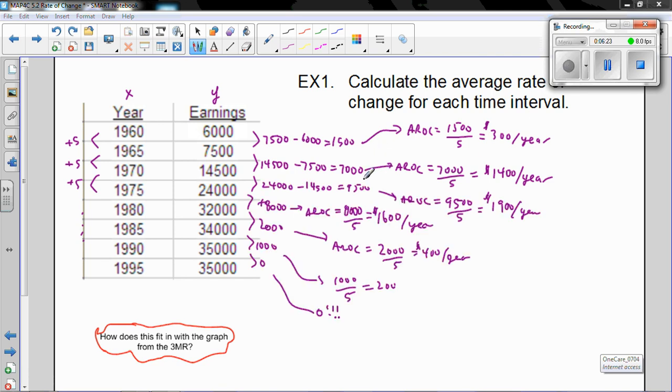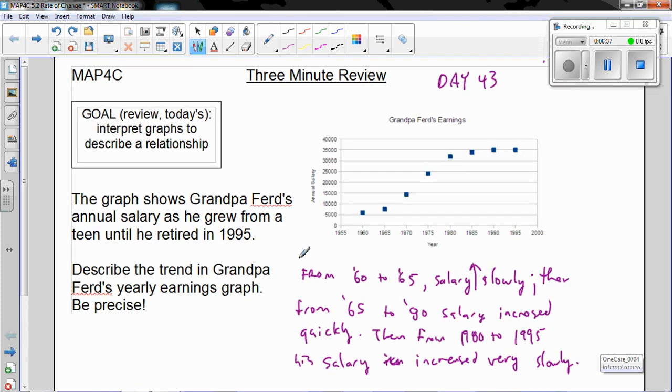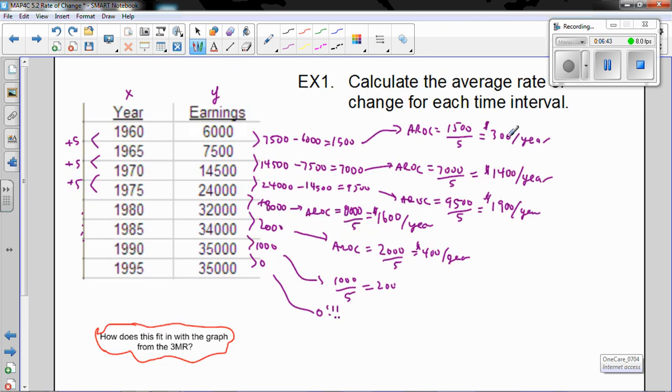Okay, hopefully you managed to fill those out, or you can pause the video and get my version as well. The next thing that we're discussing is how this fits in with the graph from the 3-minute review. Remember, in the 3-minute review, we said it went slowly, quickly, slowly. We'll have a look. Slowly, right, a small number of increase, and then more quickly, almost 2,000 bucks in the middle, and then slowly at the end, $200 a year near the end. So that matched perfectly, and in fact, it's a little bit better because we've got numbers to back us up as well. Great.